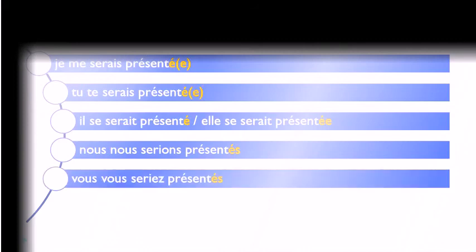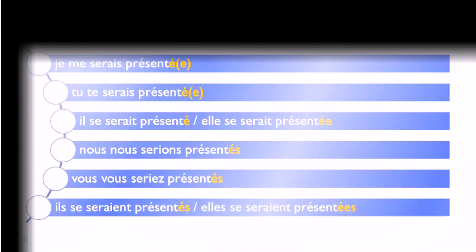And then one example with these reflexive verbs that we saw, and then, well, I just wanted to use se présenter. Okay, so je me serais présenté. Tu te serais présenté. Il se serait présenté. Elle se serait présentée. Nous nous serions présentés. Vous vous seriez présenté. Il se serait présenté. Elle se serait présentée.